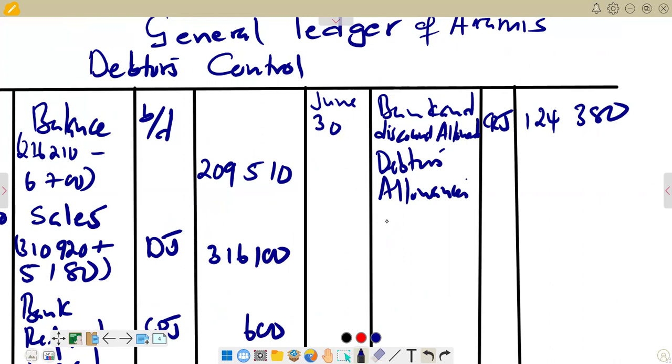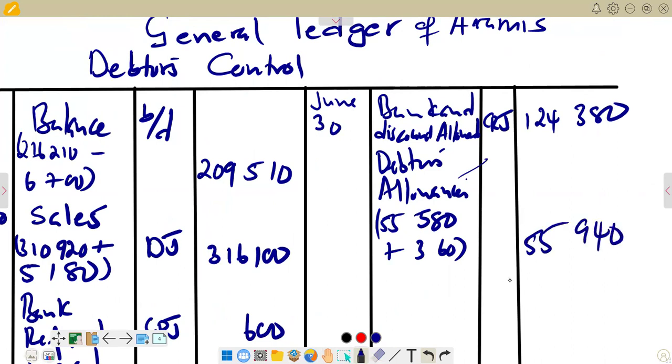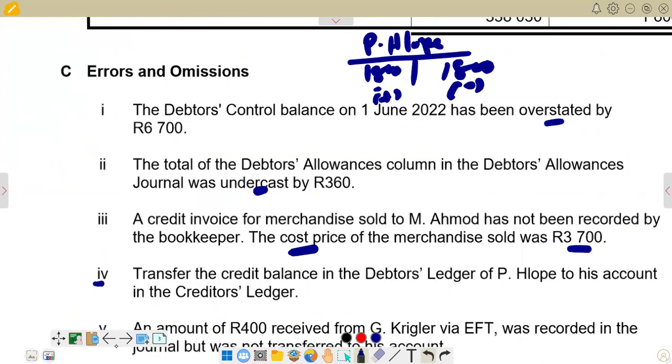Then the brackets, we are supposed to show the working year by saying 55,580. And then we are supposed to add our 360. So in brackets, if you add there, let's see the total that we are going to get. We're going to get 55,940. So this is what we have there. Then obviously, I will go and check on the next item again.